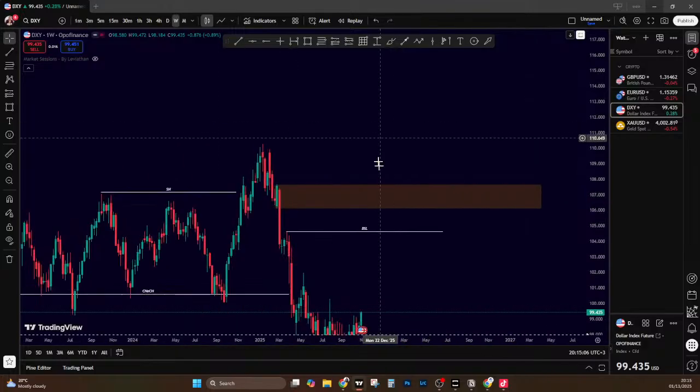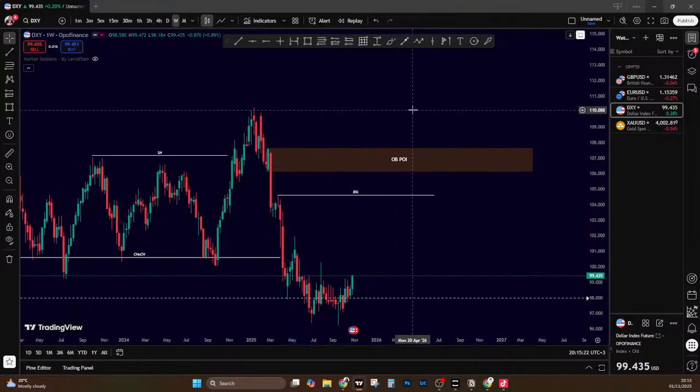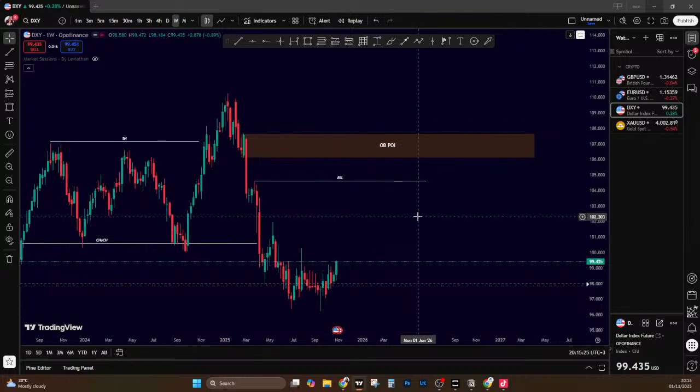I don't trade dollar index because the spread is crazy. So we have another block POI here. So that means, okay, this is even very good. Gold will sell. Do you know why? Because dollar index is buying. That is what I've just told you.